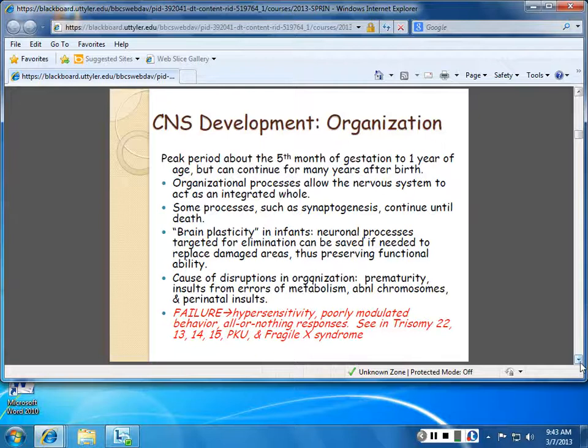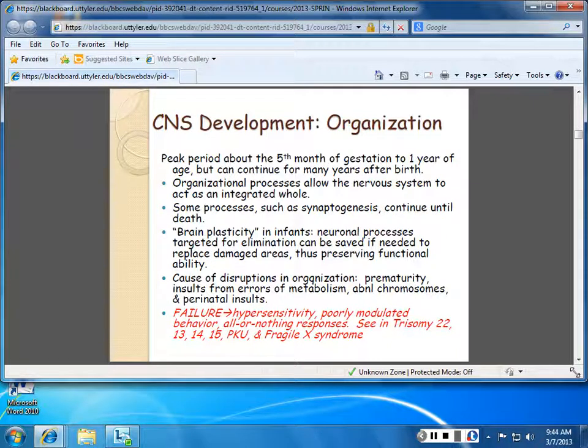Organization. The peak period for organization of the central nervous system is about the 5th month of gestation, or 20 weeks. It occurs up to 1 year of age, but it can continue for many years after birth. This allows the nervous system to operate as an integrated whole. Have you ever seen a disorganized infant? They just can't get it together. Infants' movements should usually be smooth and kind of all together. If they have a Moro, it should happen symmetrically. If they're disorganized, you're not going to see that.